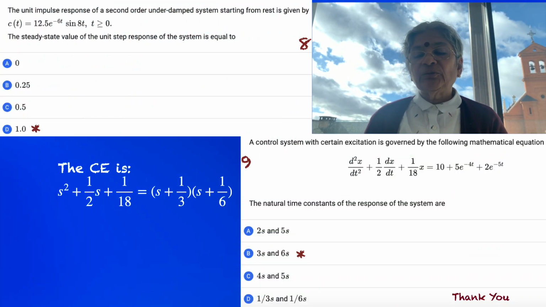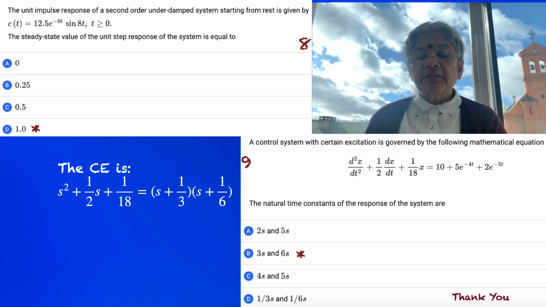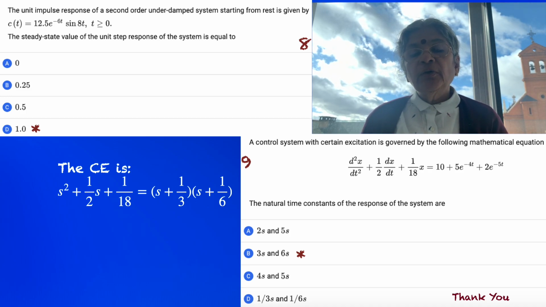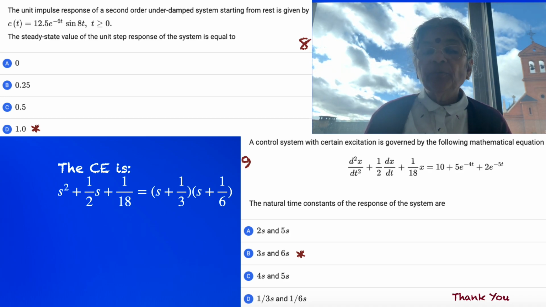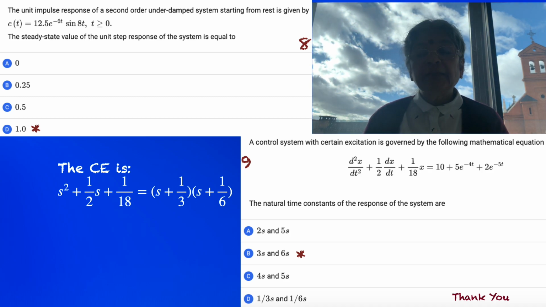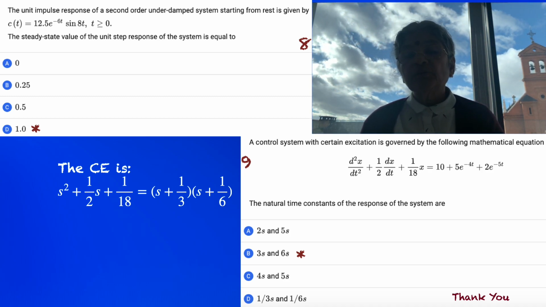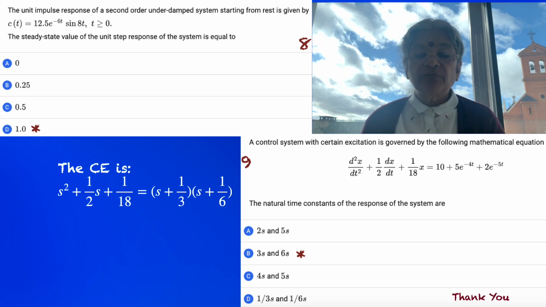the following mathematical equation. So what's the mathematical equation? d square x by dt square plus half dx by dt plus 1 by 18 x. Okay, so now we've got to convert it into Laplace transform, and we have also got to take the factors there, such that on the right hand side, you can see 10 plus 5 e raised to minus 4t plus 2 into e raised to minus 5t.